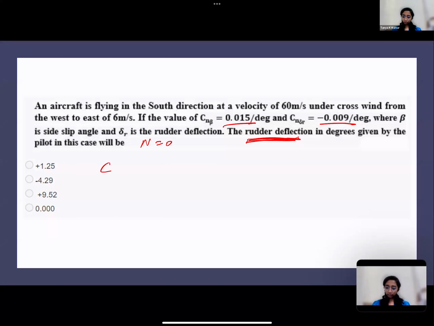So the equation for Cn is Cn delta R into delta R, the control surface, plus Cn beta into beta. Now this has to go to 0. So they've asked you what is the rudder deflection so that this equation goes to 0, so that the yawing moment becomes 0. What is that? Trim. Okay. At trim, Cn becomes 0. The moment goes to 0. So this is what you need to find out. What is delta R then?